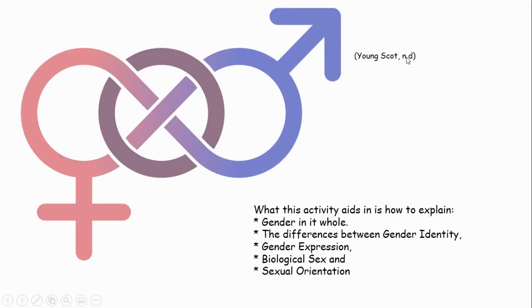What this activity aids in is how to explain gender in its whole. It is important that students are well informed of the differences between gender identity, gender expression, and so on, so that they can identify and express themselves freely. It helps students understand the differences and provides them with insight and valuable information so that your students are able to describe and feel comfortable, appreciated, and valued within society today.